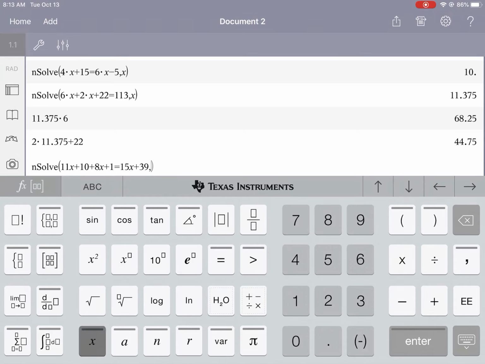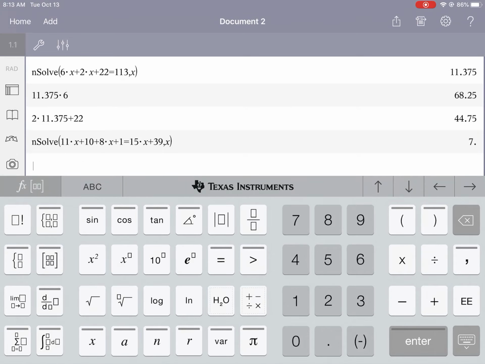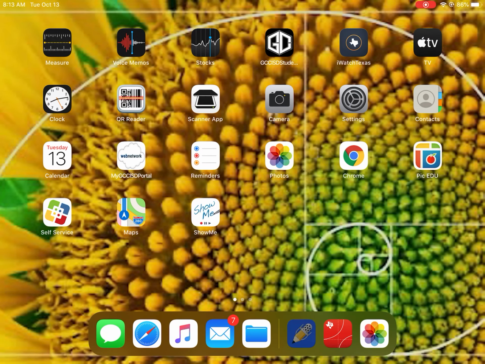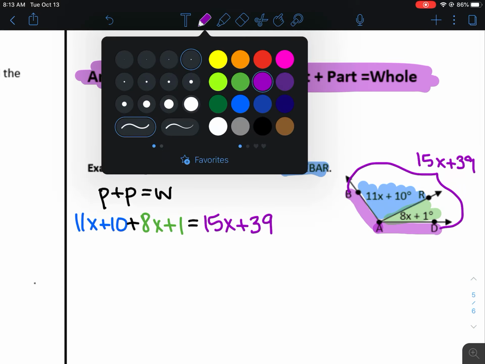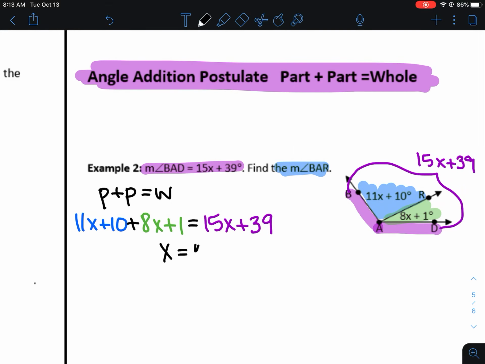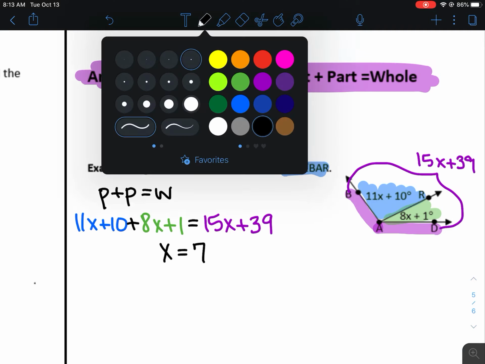Okay, don't forget comma x and hit enter. All right, so I get 7. So that means x equals 7. Okay, and then with that 7, I'm going to go ahead and plug that in.